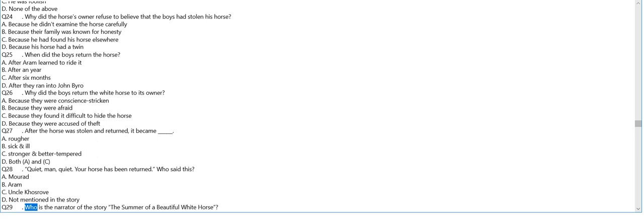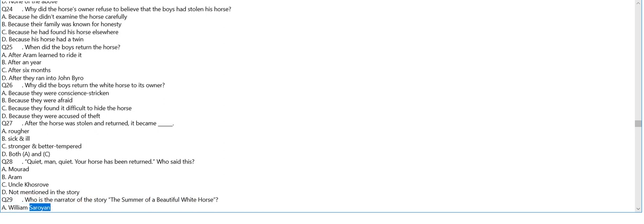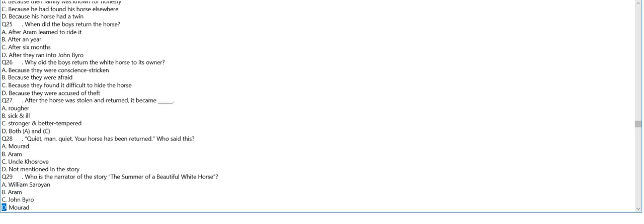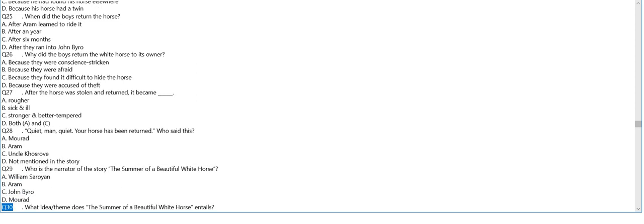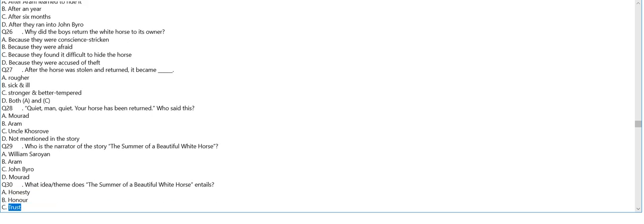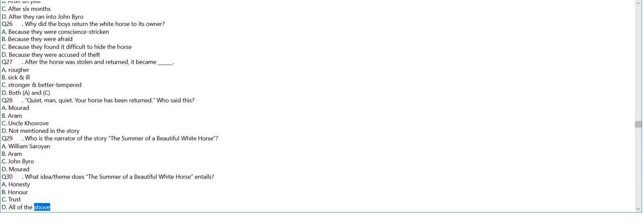Q29. Who is the narrator of the story, The Summer of the Beautiful White Horse? A. William Saroyan. B. Aram. C. John Byro. D. Murad. Q30. What ideas or themes does The Summer of the Beautiful White Horse entail? A. Honesty. B. Honor. C. Trust. D. All of the above.